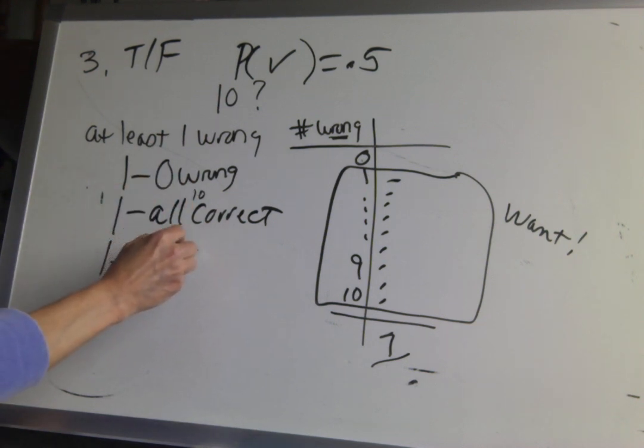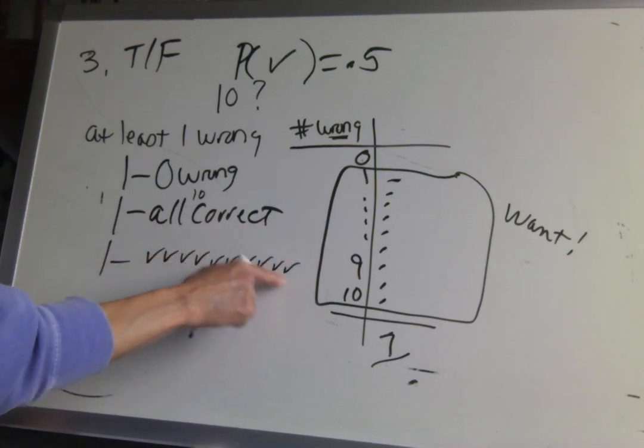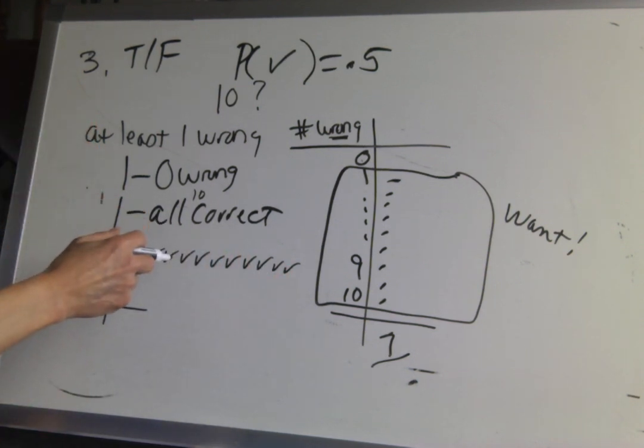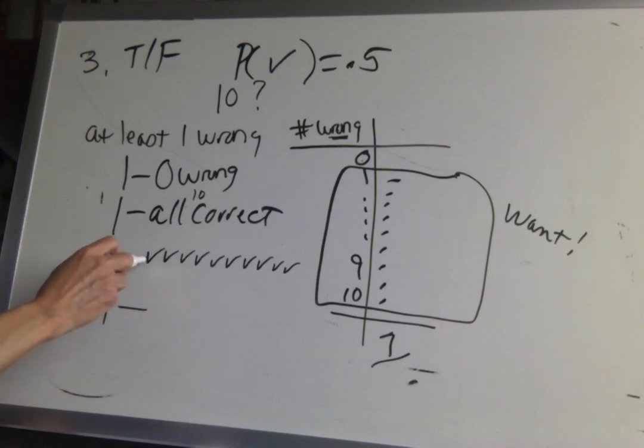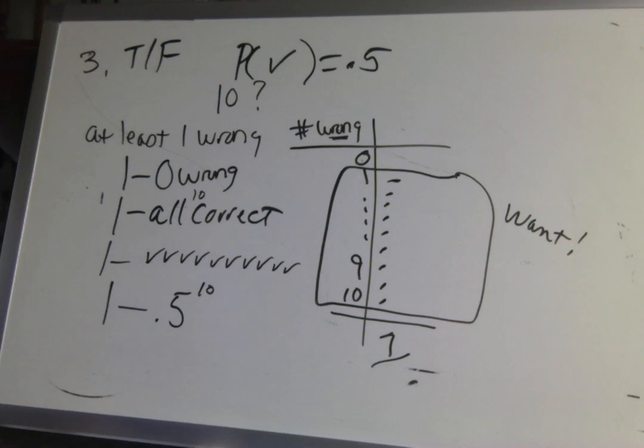So you could put 10 check marks if you still need to show your dashes, 2, 4, 6, 8, 10. At some point, you probably won't have to show your dashes anymore. You can kind of visualize, oh, I've got 10 corrects in a row. 0.5 times 0.5 times 0.5... 0.5 to the 10th.